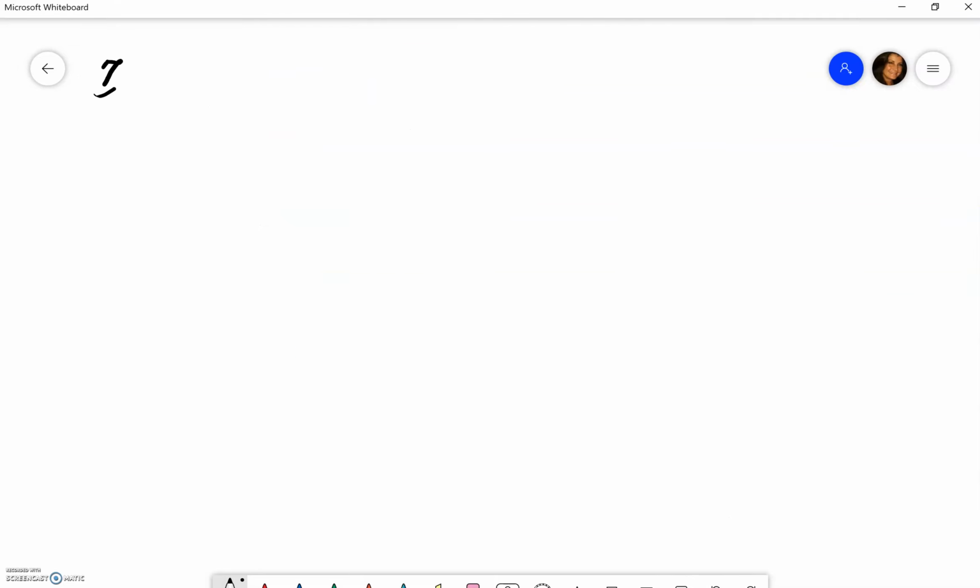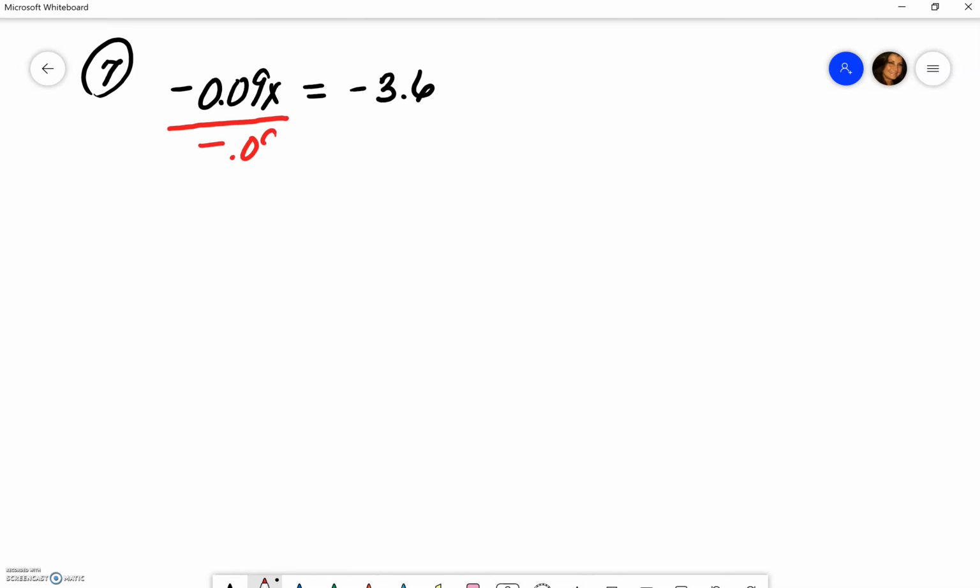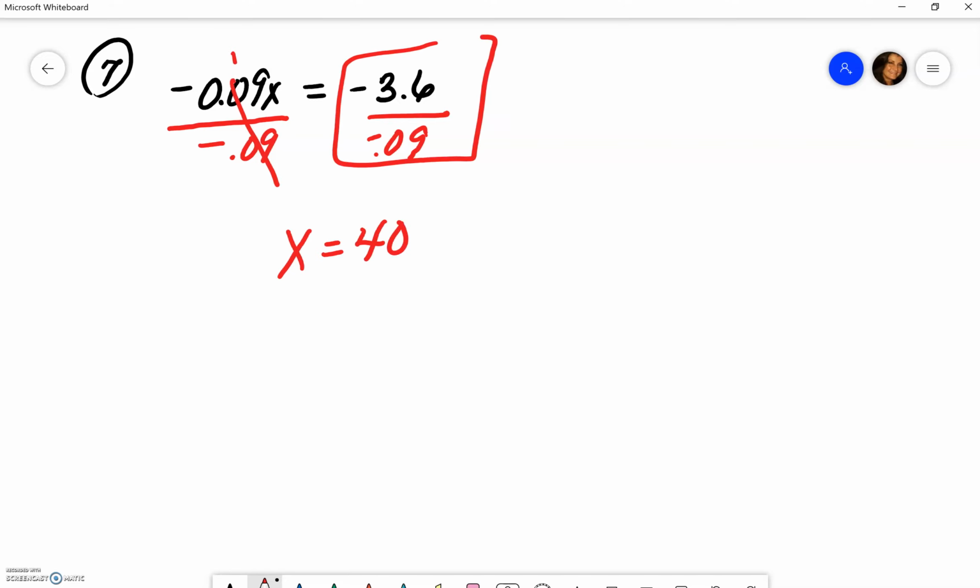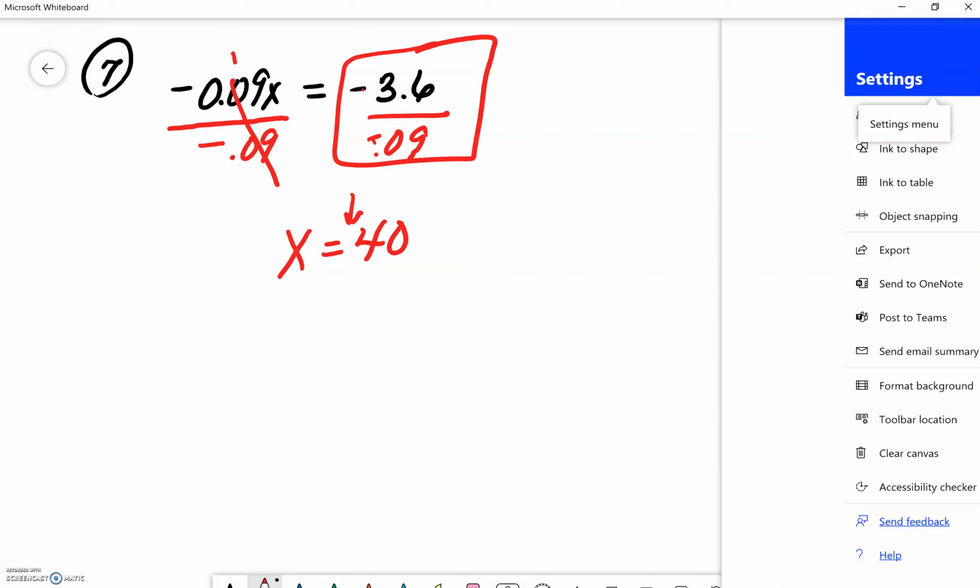All right, so number 7, we have -0.09x, and that is equal to -3.6. Same thing we've been doing all along. You're just going to divide out by a negative 0.09, and what you do to one side, you must do to the other. We've already done this, so I won't repeat that. So remember, this divides out to 1, and then x equals 40. Remember, these are two negatives, same sign will give you a positive answer.